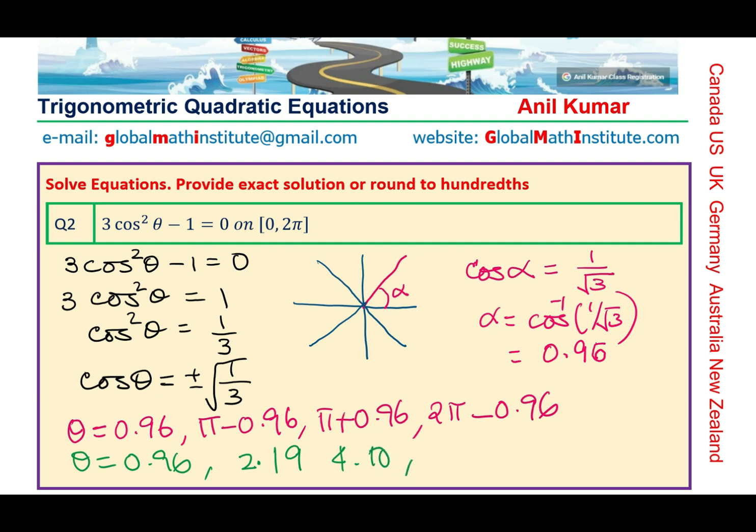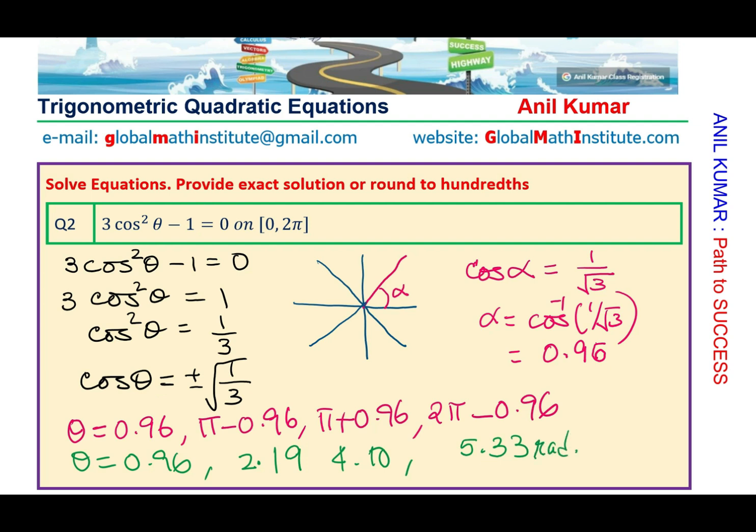And then we got 2 pi. So 2 times pi minus 0.955 I'm using. And I get 5.328, so 5.33 radians, right? So all these are in radians.